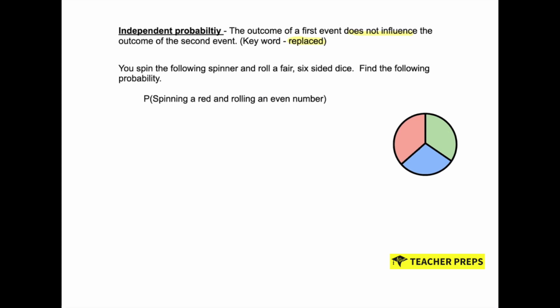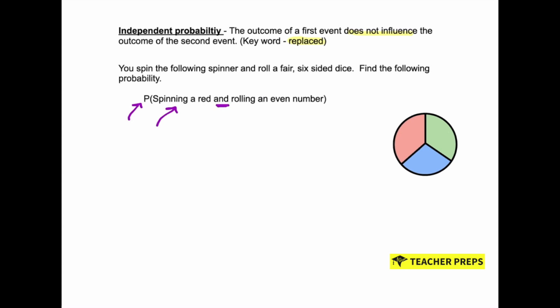When we have compound probability, you find the ratio of each probability and multiply them. Let's go through this example together. It says that you spin the following spinner and roll a fair 6-sided dice. Find the probability of the following. Notice that I have this capital B, and then I have something in parentheses. This is read as the probability of spinning a red and rolling an even number. With compound probability, the key word is the word and.